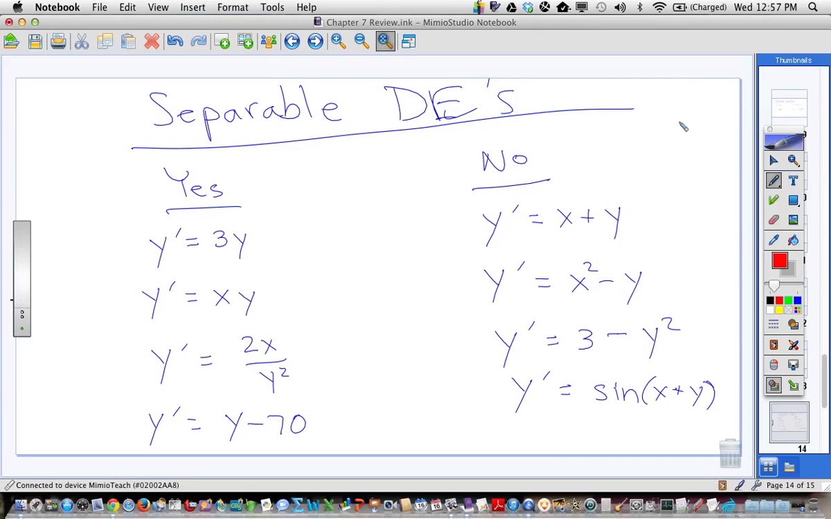Oh, you know what? I just realized I have a mistake over here. That should have an x on it. Otherwise, that one would be no different than the bottom one on the left. Yeah, that was a mistake on my part.